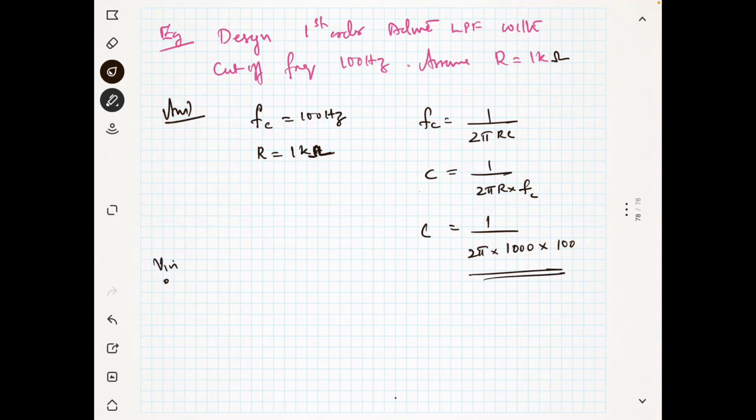You have the V in. Now, I will draw with a different color. Your V in, and I am talking about a low pass filter. So, in a low pass filter, first I will be using a resistor R equal to 1 kilo ohm, and a capacitor. And what is your C? I told you about C. The C is equal to 1 by 2 pi, 1000 into 100. This is your C.